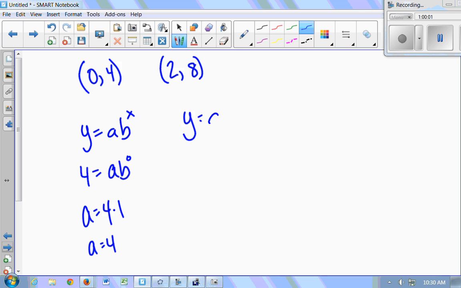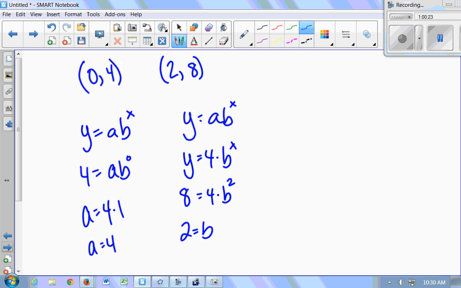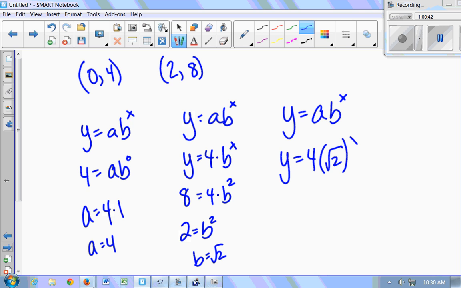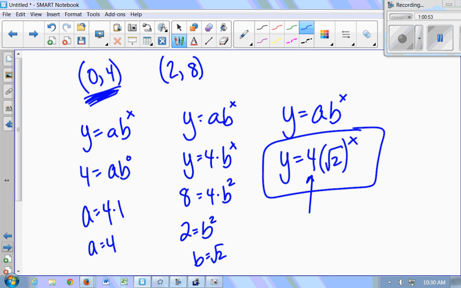All right, so then I use my other point, 2, 8, and I replace a with a 4. So I have y equals 4 times b to the x. And then plug in my point, 8 for y, 2 for x, and I solve for b. I made a poor choice of points here. Okay, so b squared is 2, which means that b is the square root of 2. So my function is y equals a times b to the x, and a I know is 4, and b is the square root of 2. So if you're given the y-intercept, it always ends up as a. The y-intercept is always a.